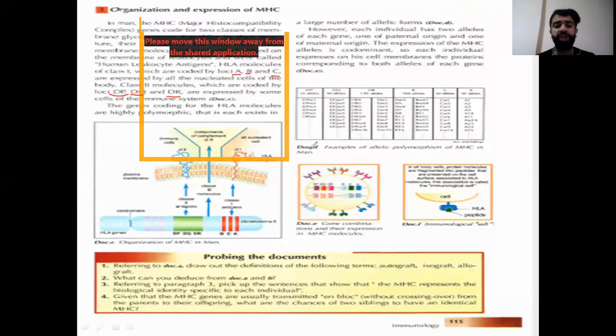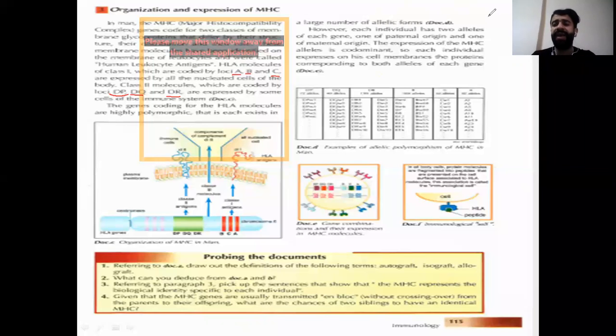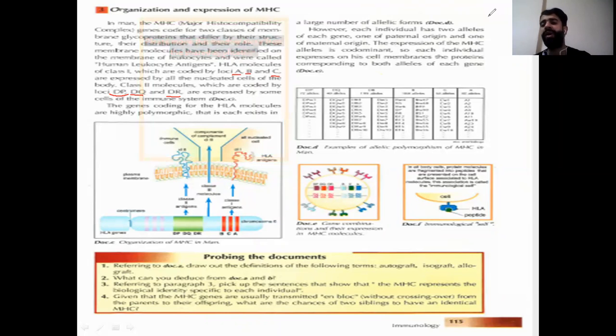These genes coding for HLA molecules are highly polymorphic. What is the meaning of highly polymorphic? They are highly different and they change from one individual to another. That is, each exists in a large number of allelic forms. However, every individual has 2 alleles of every gene. One of them is paternal, and the other one is maternal.